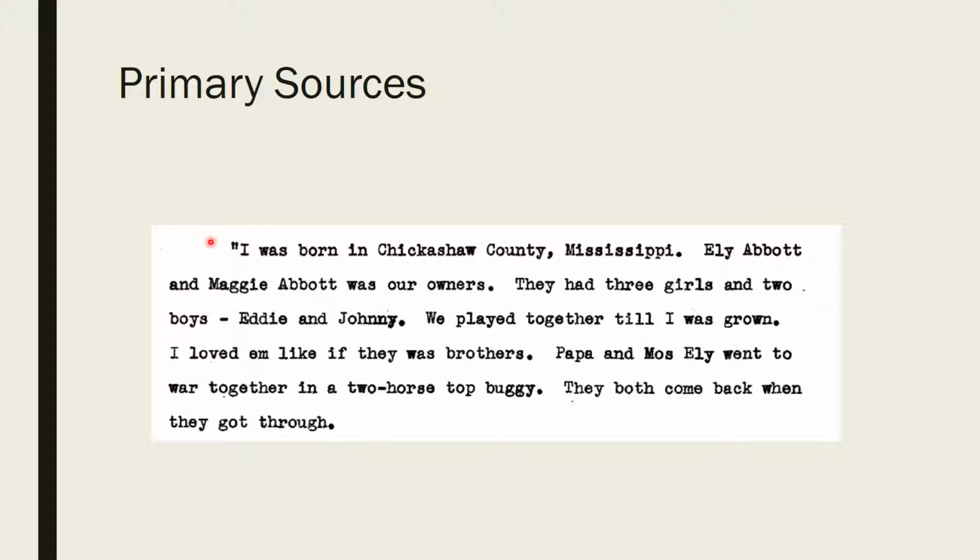I was born in Chickasaw County, Mississippi. Ellie Abbott and Maggie Abbott was our owners. They had 3 girls and 2 boys, Eddie and Johnny. We played together till I was grown. I loved them like if they was brothers. Papa and Moss Eli went to war together in a 2-horse, 2-top buggy. They both came back when they got through.